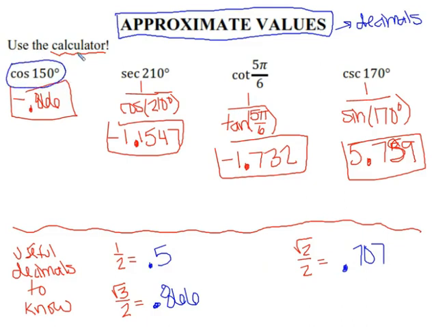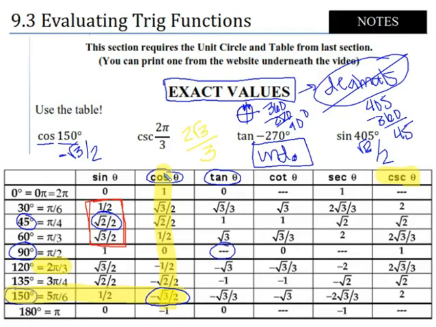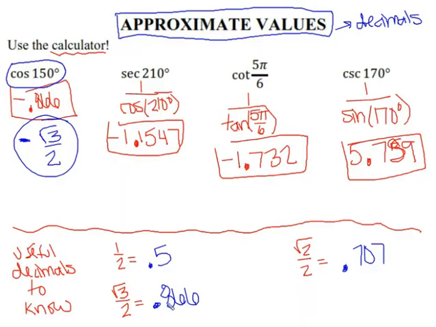Alright, so these are useful decimals to know, because notice how, for this guy right here, cosine of 150, even though we used our calculator, we got negative 0.866. But if you know that that decimal is actually the square root of 3 over 2, we can easily write this as an exact value. It would be negative square root of 3 over 2. And take a look at your table for a second. The cosine of 150, if we go back, cosine of 150 is negative square root of 3 over 2. So these are very useful decimals to know, especially when you're using your calculator, because if you recognize those decimals, you know what the exact value actually is.